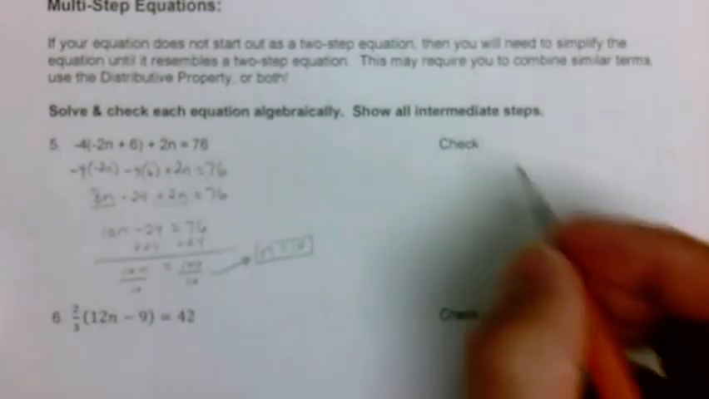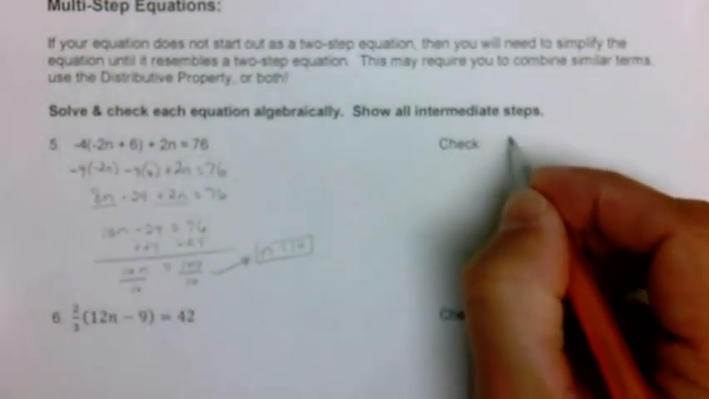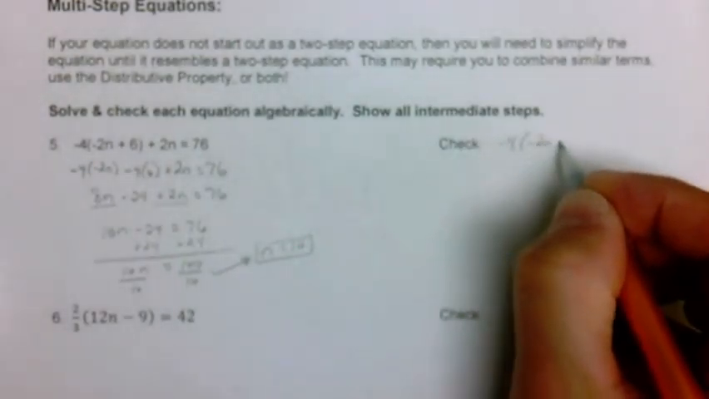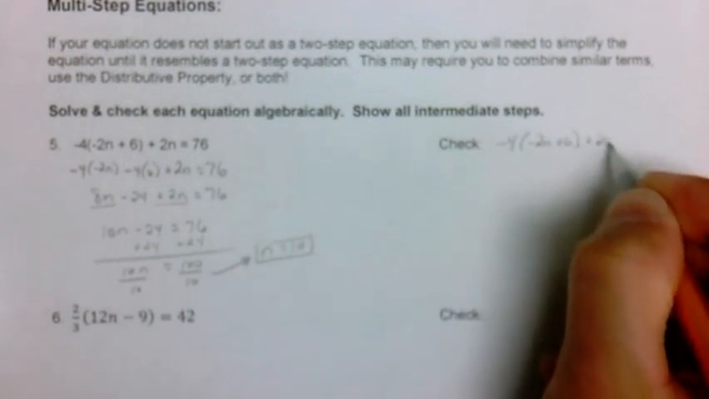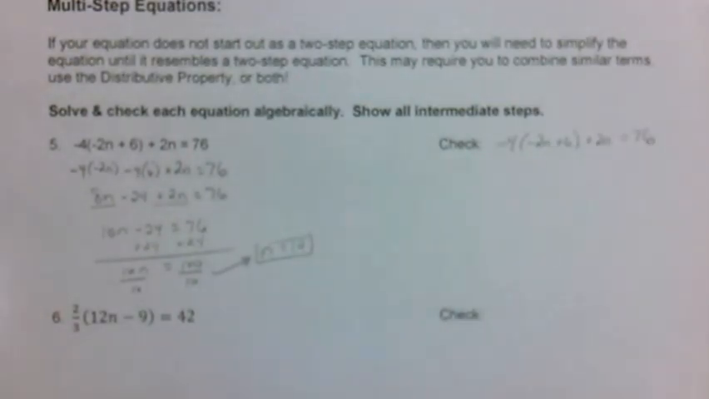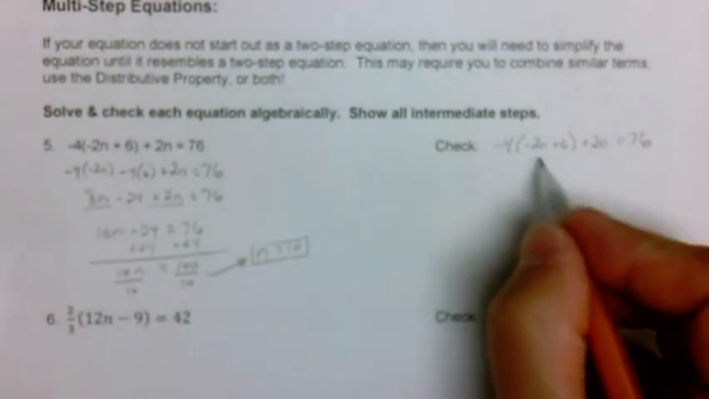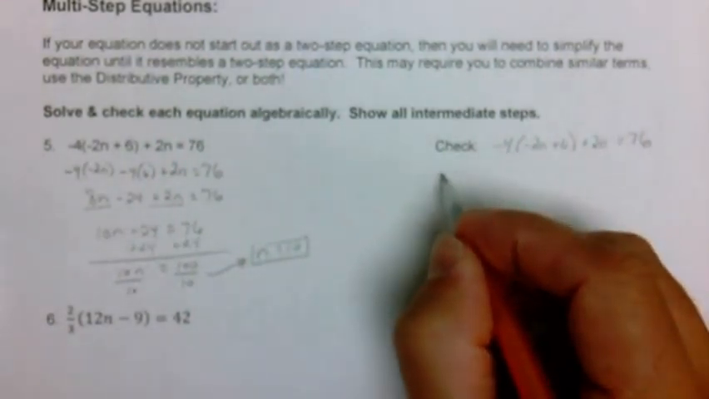We'll make sure by checking it. Rewrite the equation. Negative 4 times negative 2n plus 6 in parentheses, plus 2n is 76. Replace every n with 10 since that's what we think the answer is.